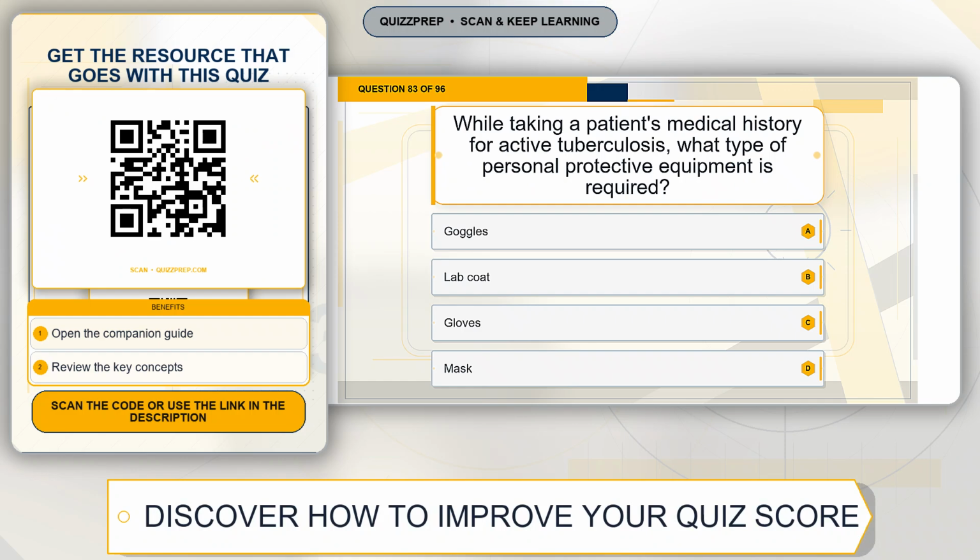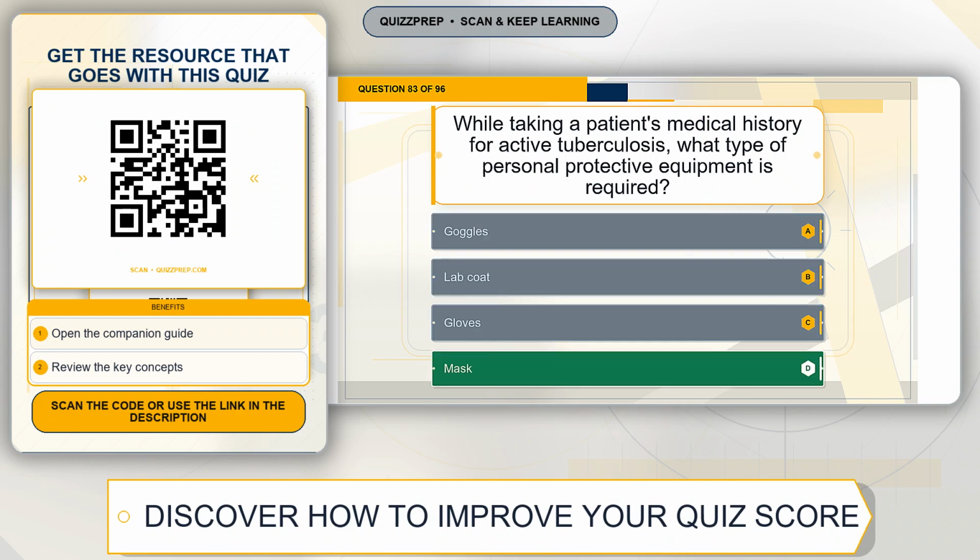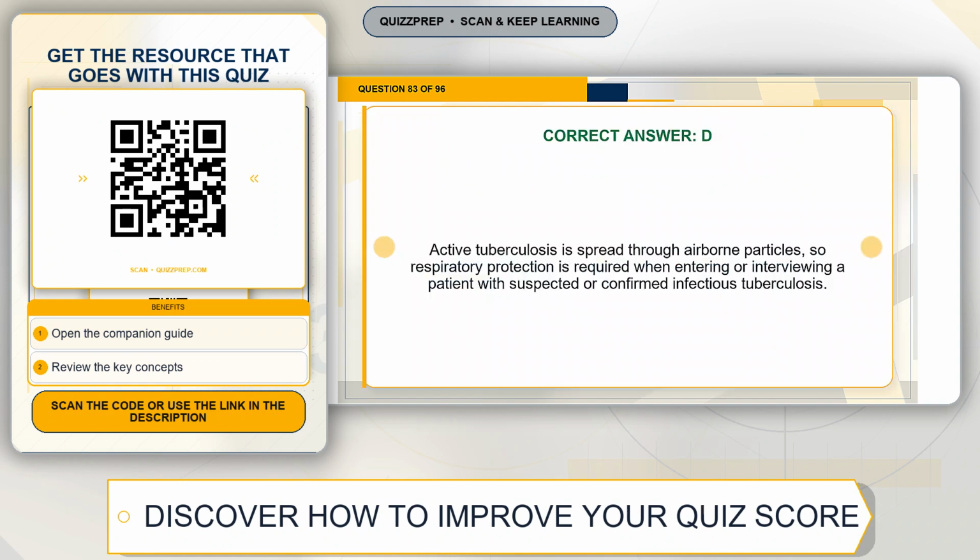Question 83. While taking a patient's medical history for active tuberculosis, what type of personal protective equipment is required? Option A, goggles. Option B, lab coat. Option C, gloves. Option D, mask. The correct answer is option D, mask. Explanation. Active tuberculosis is spread through airborne particles, so respiratory protection is required when entering or interviewing a patient with suspected or confirmed infectious tuberculosis.